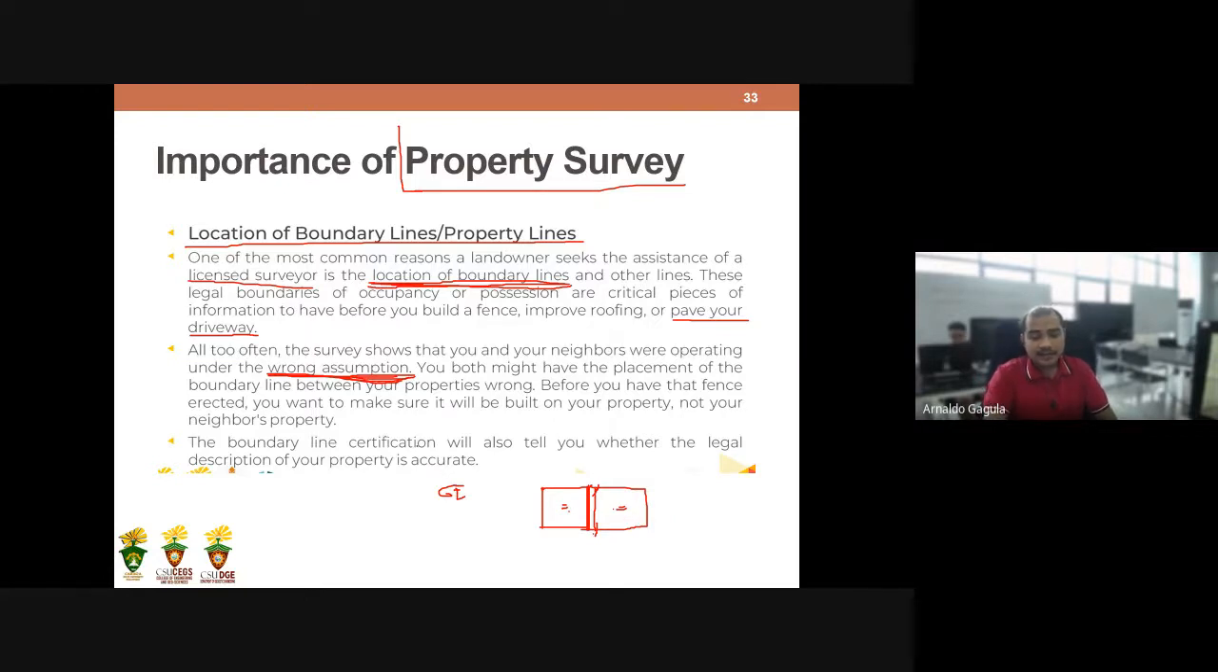And the boundary line certification will also tell you whether the legal description of your paper is accurate. So you can see in the sketch plan, at the end, the certification. This certifies that all the boundaries and all the technical descriptions are true and correct based on the description of the property provided by the DENR or by the ROD.